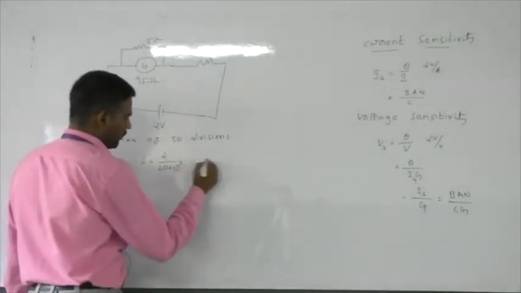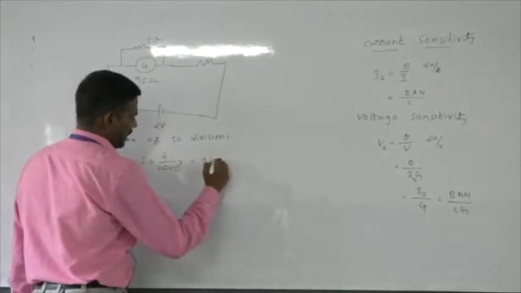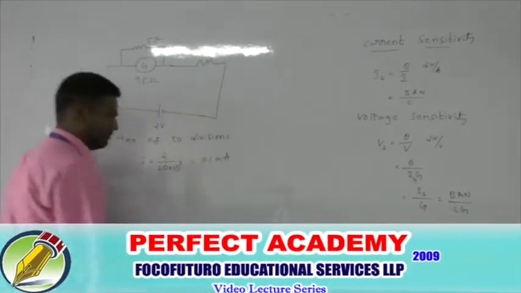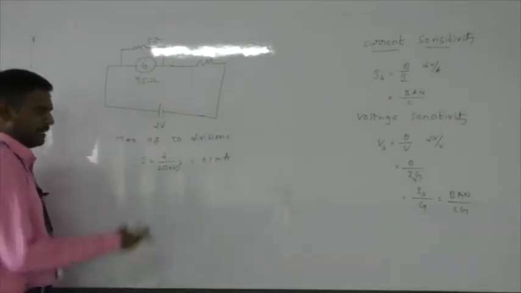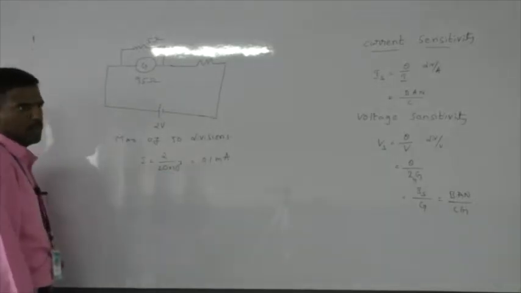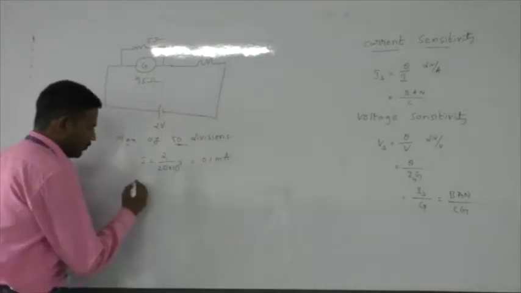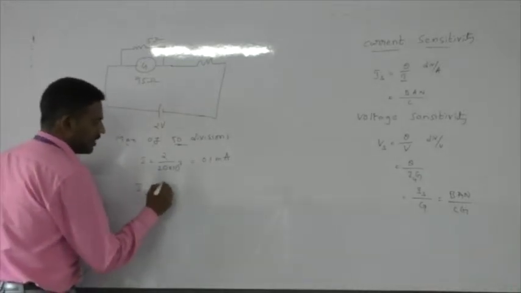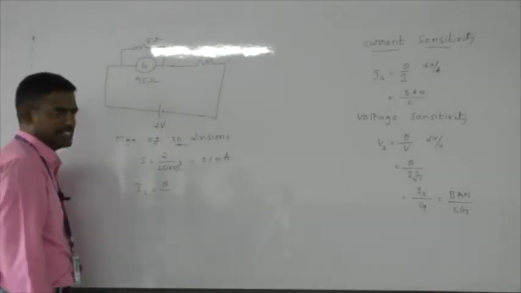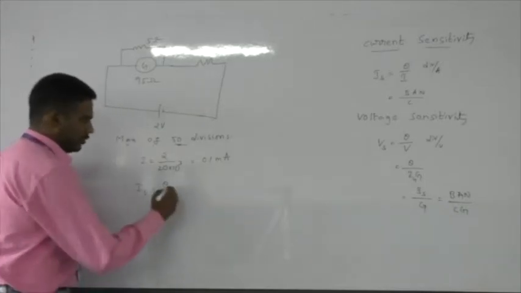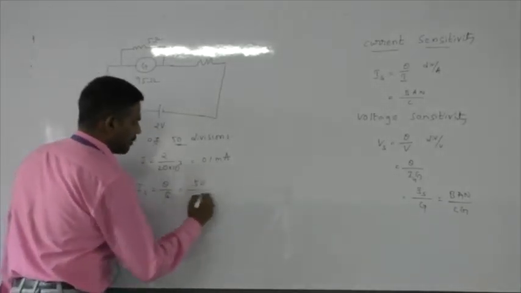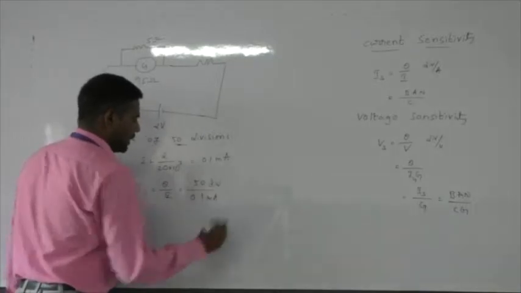And therefore what we can write, 0.1 milliampere. This is going to be the current flowing in the circuit. What is the maximum number of divisions? 50 divisions. Therefore, the current sensitivity is nothing but what? Maximum number of divisions divided by the current. That's going to be equal to 50 divided by 0.1 milliamperes, divisions per milliampere.